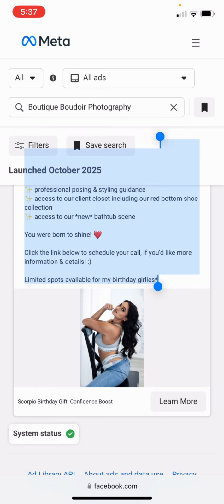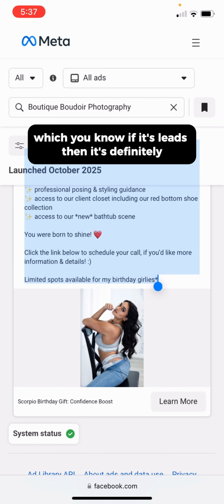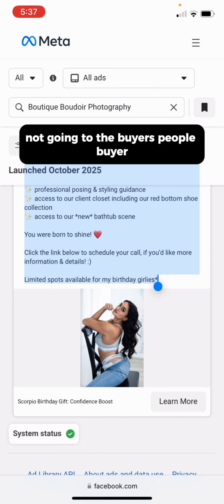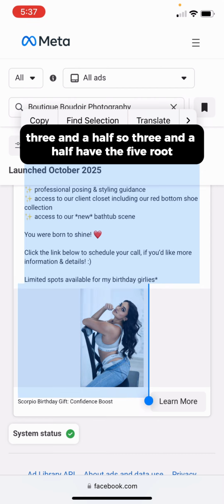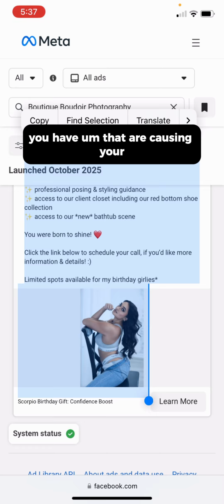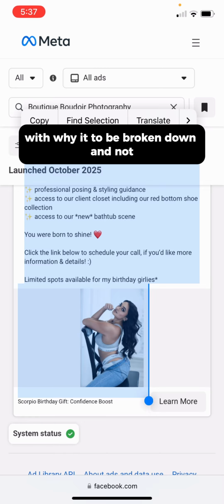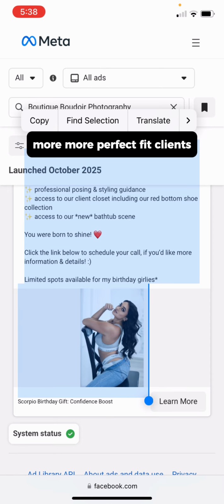And then half root cause problem number 5, which is your objective. I don't know which one you're using. If it's leads, then it's definitely not going to the buyers, people with buyer data points on their profile. So that's 1, 2, 3, 3.5 out of the 5 root cause problems you have that are causing your boudoir ad to be broken down, and so if you do want it to work better, get more leads, get more high-paying clients, more bookings, more perfect fit clients.